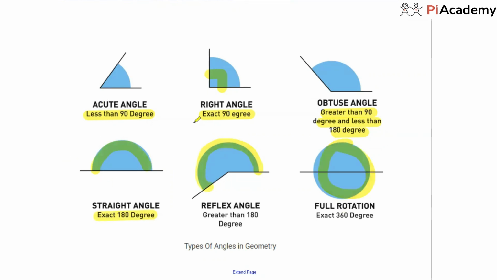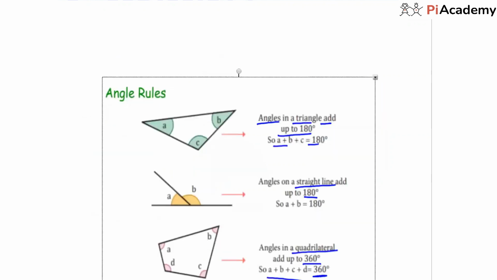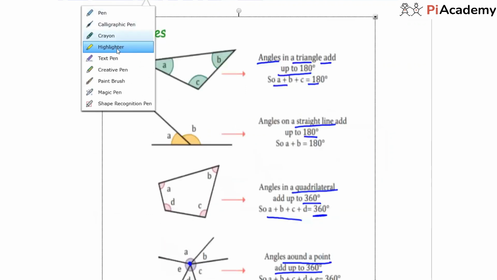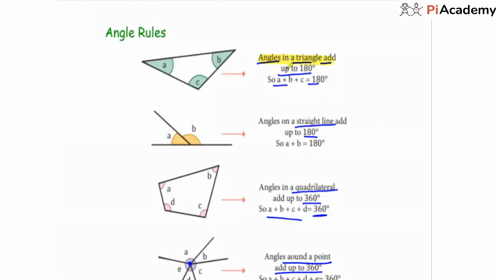Okay, you already know this stuff. There's nothing much we need to do here. Next, angle rules. If you see here, angles in a triangle add up to 180 degrees. You know that, right? Angle A plus angle B plus angle C is 180 degrees.